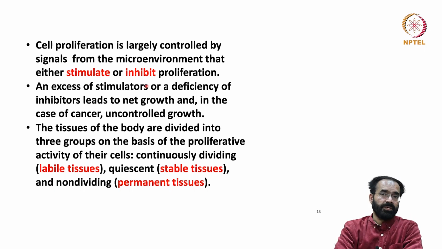Just like a car, your car needs to have an accelerator and a brake. What if your car has only one of them? That car is useless. So you should have stimulation and also inhibition. An excess of stimulators or a deficiency of inhibitors leads to net growth, overgrowth. You don't know when to stop it. And in the case of cancer, uncontrolled cell growth happens.